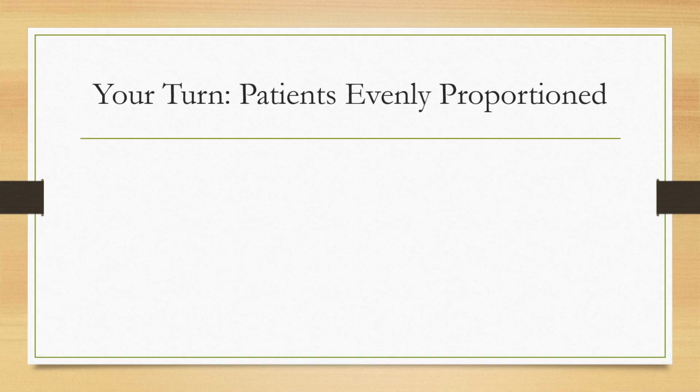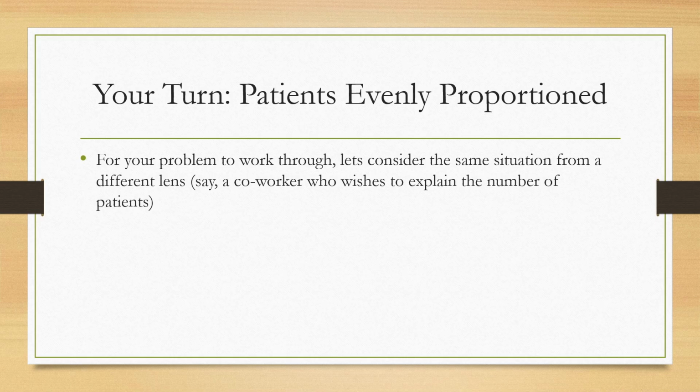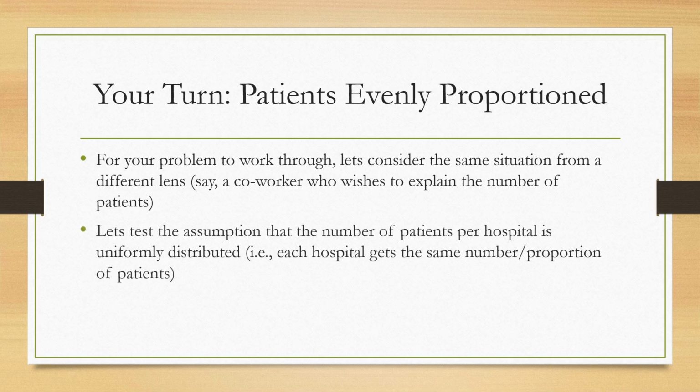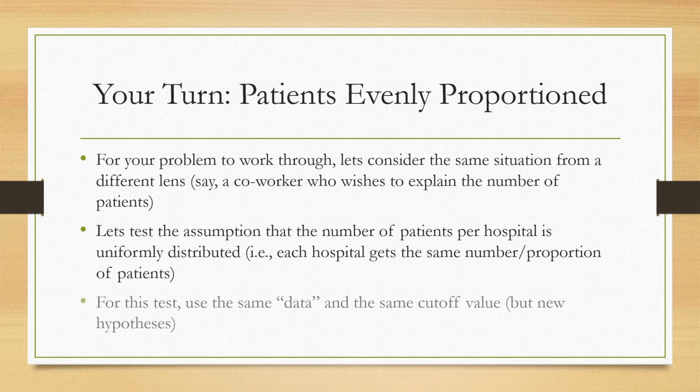All right. So now it's your turn. We're going to do the same problem with the same data, but we're going to look at it through a different lens. Let's say we have a coworker who also has an explanation for the number of patients at the hospitals. Let's say that coworker says each hospital gets the same number of patients. That is, the hospitals are uniformly distributed in the number of patients they receive. For the same data and the same cutoff value, I want you to test this hypothesis.